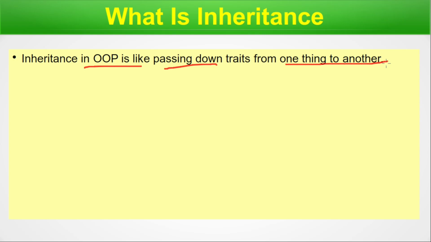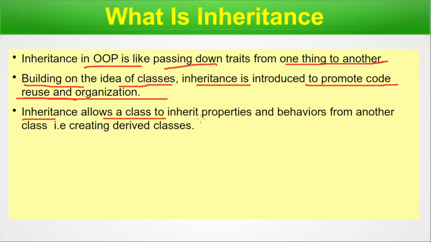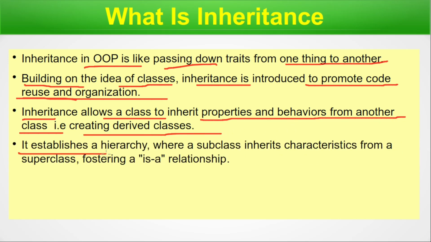Now in programming, we will see the programming counterpart of inheritance in object-oriented programming. Building on the idea of classes, inheritance is introduced to promote code reuse and organization. That means we don't have to define each and everything. If we have inherited from some other code, that will be used as is, and would not have to be defined twice in the subclass. Inheritance allows a class to inherit properties and behaviors from another class, creating derived classes. It establishes a hierarchy where the subclass inherits the characteristics from the superclass, fostering an is-a relationship.